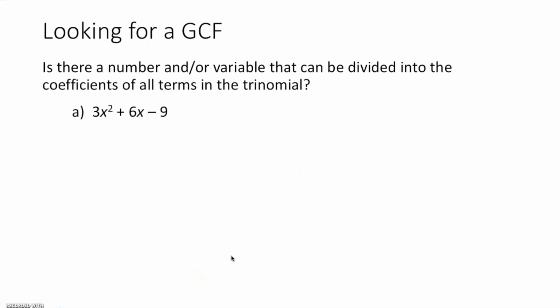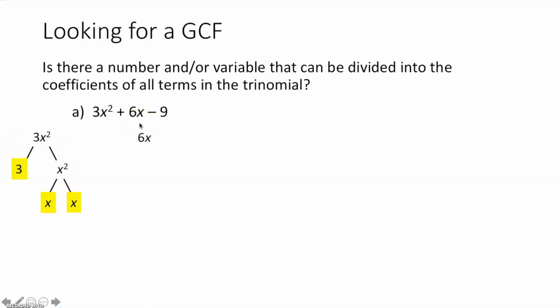Now let's review how to look for a GCF, a greatest common factor. So you're going to determine, is there a number and or variable that can be divided into the coefficients of all terms in the trinomial. So here's how this works. What I'm going to do is factor each term in this trinomial. So I'm going to factor 3x squared first. 3x squared we break into 3 times x squared. Now 3 is already prime, so that's done. X squared we can break down further into x times x. So this is completely broken down.